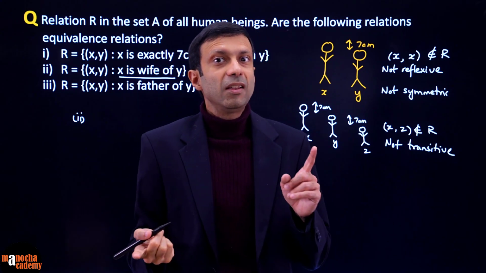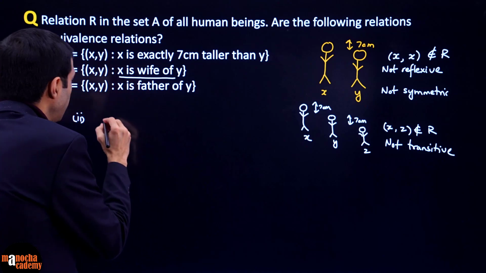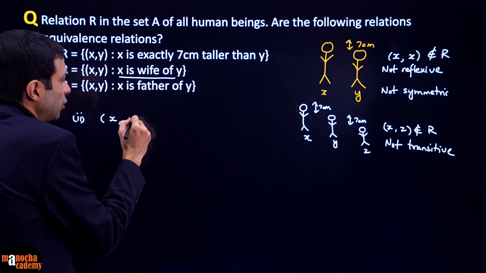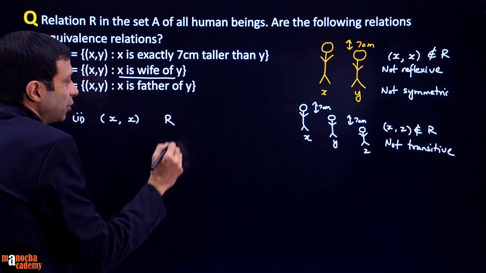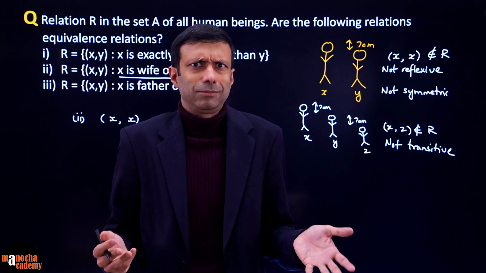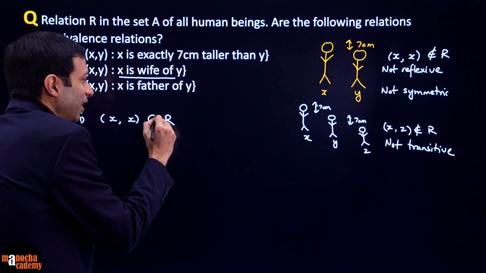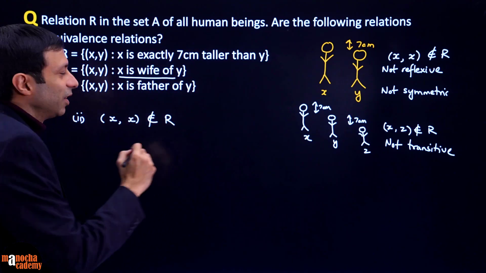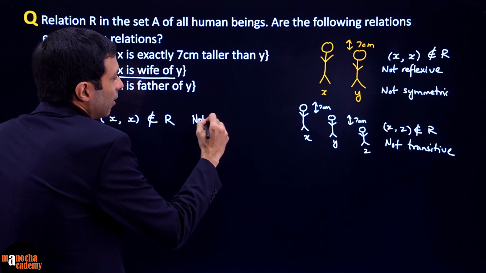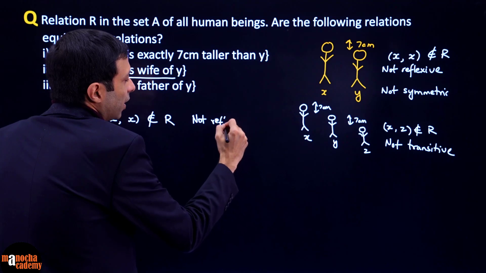So will it be reflexive? Reflexive means x comma x or a comma a belongs to the relation. Does it belong to the relation? Check. Is it part of the relation? Can you be a wife of yourself? That sounds funny, right? That sounds strange. So this is not possible. It is not part of the relation. So we can say it is not reflexive, right? So the relation is not reflexive.